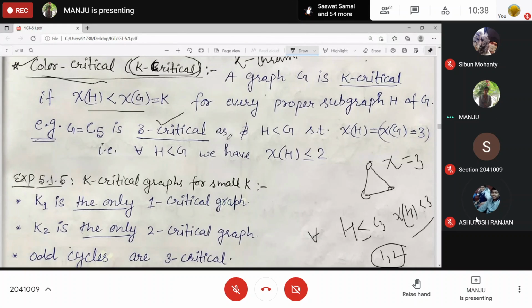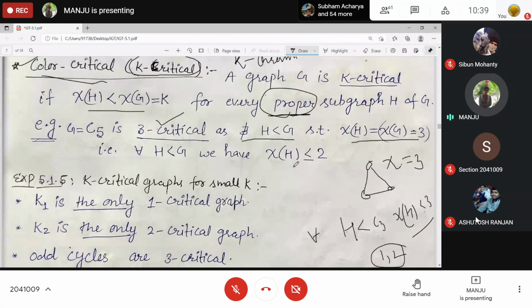Yes, ma'am. Because there does not exist any subgraph, and any subgraph means any proper subgraph that should not be equal to C3. Here you can say C3 is the subgraph of this one, so this equality should be removed. C3 is also the subgraph of this one, right? So any proper subgraph it should be. There does not exist any proper subgraph of G such that its chromatic number is same as G. That's why we can say this is 3 critical.